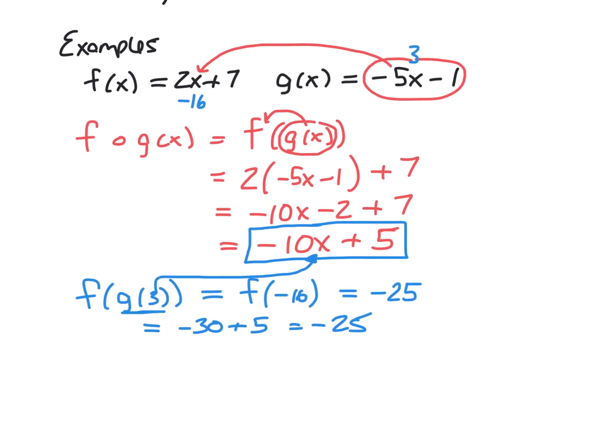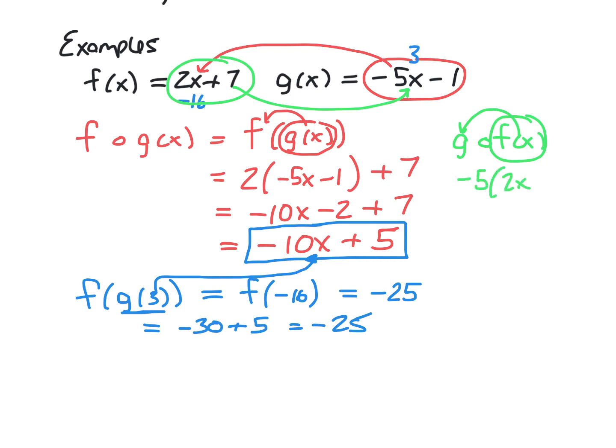So if I asked you to do g of f of x, now we'd be putting f of x into the g function, f of x into g, and I would have negative 5 times 2x plus 7 minus the 1. Distribute. Combine like terms, it'd be negative 10x minus 36.